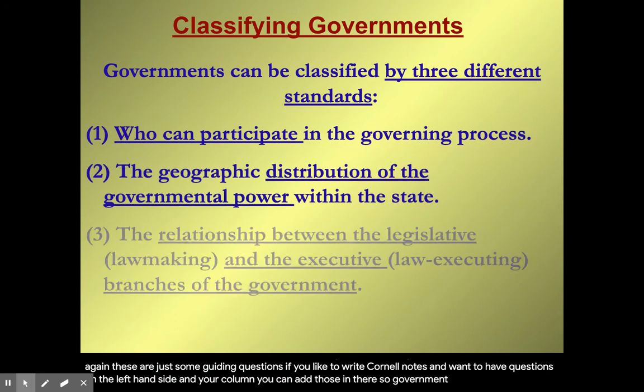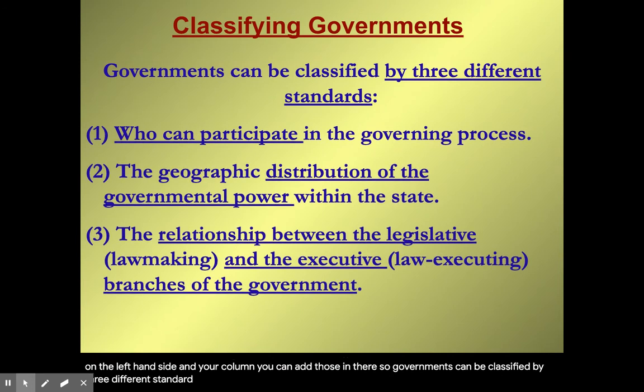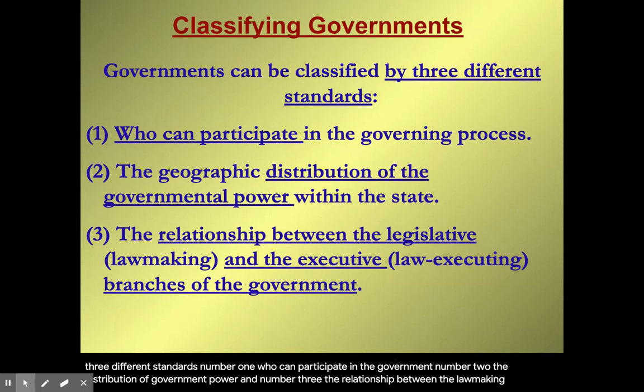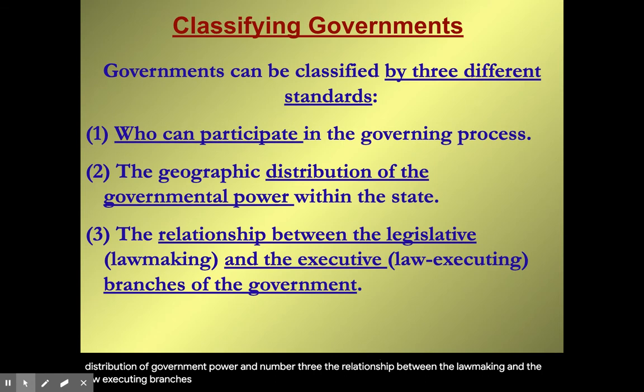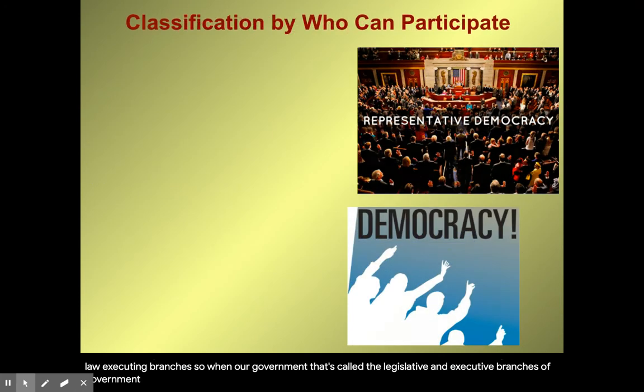So governments can be classified by 3 different standards. Number 1, who can participate in the government? Number 2, the distribution of government power. And number 3, the relationship between the lawmaking and the law executing branches. So in our government, that's called the legislative and executive branches of government.